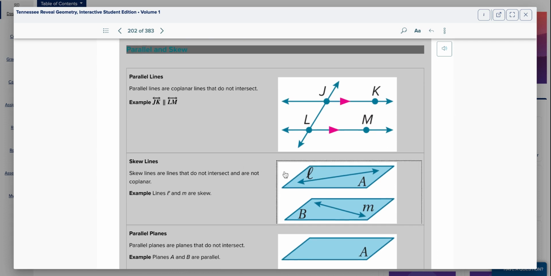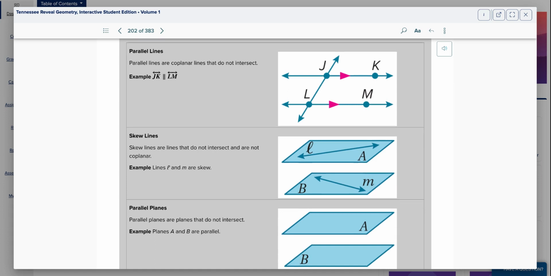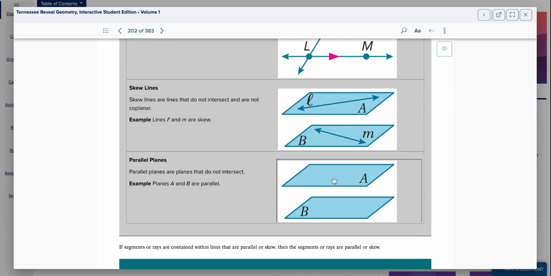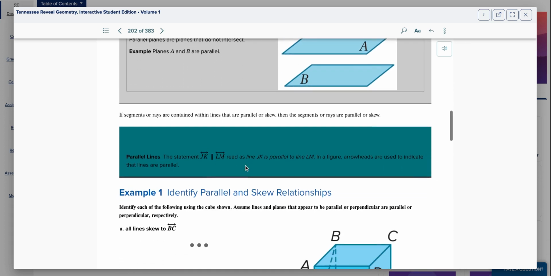All right, skew lines are lines that don't cross each other, but they're not in the same plane. So they're not parallel, they are skew. Here's an example of what it might look like. Line L, which is in plane A, and line M, which is in plane B, are skew lines because they don't intersect and they're not in the same plane. Parallel planes, like plane A and plane B, here's a view of what that looks like.